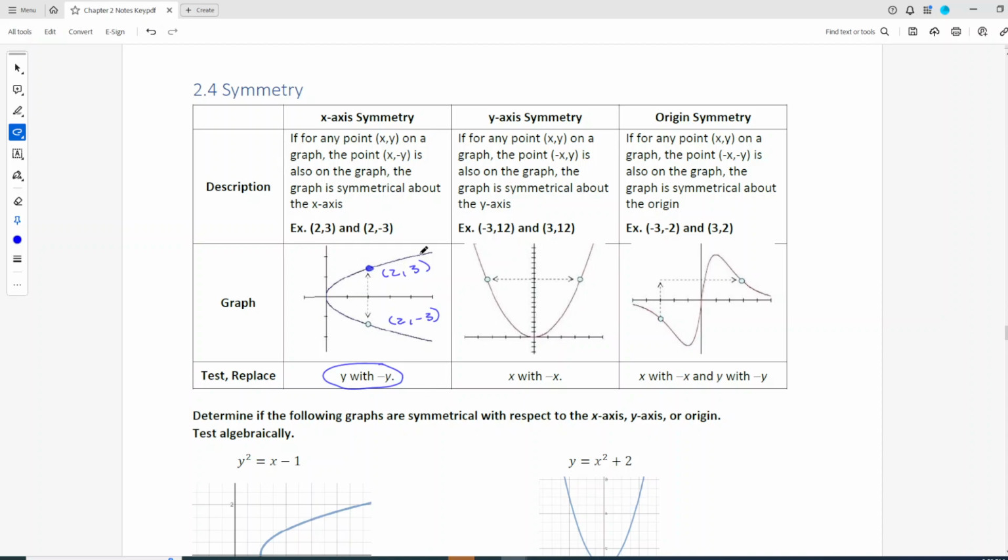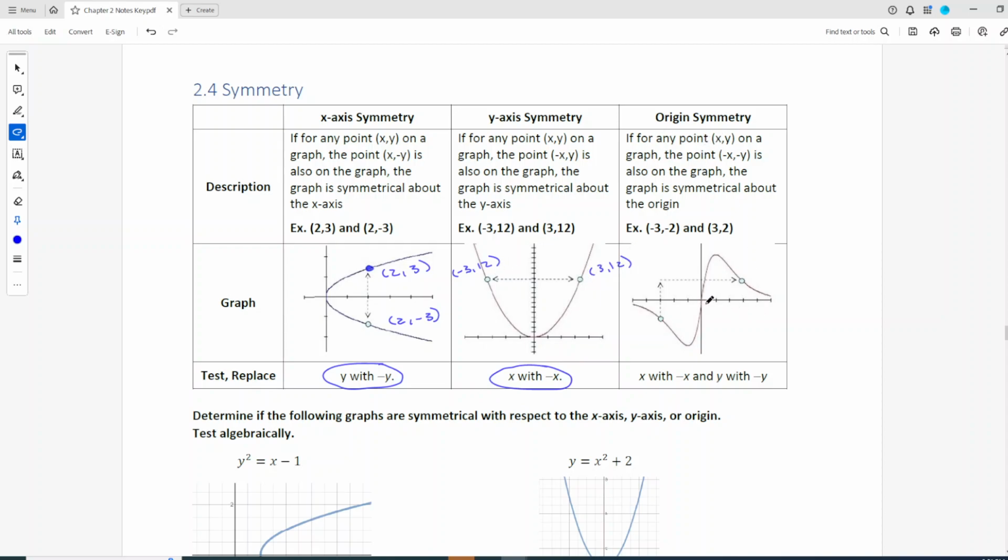So it doesn't matter whether I put in 3 or -3, you are going to have an x value of 2. Whereas for y-axis symmetry, to be symmetric about the y-axis, if you have a point over here at (-3, 12), then you'll have a point across the y-axis at (3, 12). So to test for y-axis symmetry, you could replace x with -x and make sure you get the same y value. And then lastly, we have origin symmetry.